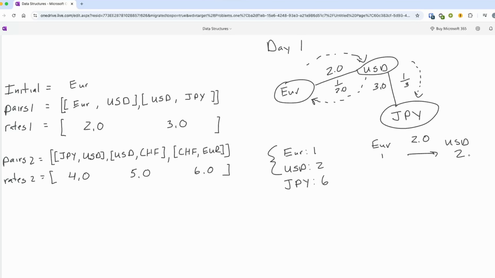Now, I could potentially go back. That is a valid transition. I could go from 2 USD back to my euro at a rate of 1 over 2.0, which is 0.5, but then I'm just back where I started, right? So you'll see that there's potential for us to get into infinite loops here, because we could convert, but then we could also unconvert it using that inverse rate, and we get into this loop where we go 1 to 2, 2 to 1, 1 to 2.